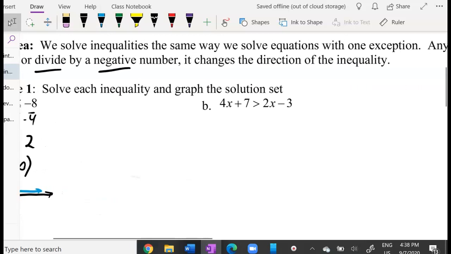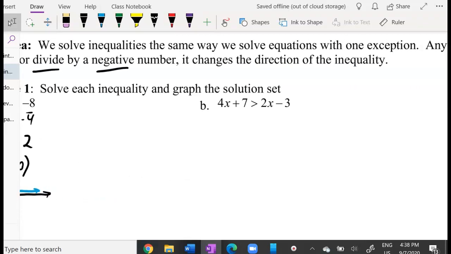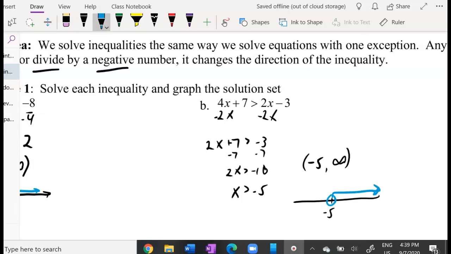Okay, let's look at the next example. So actually, I'm going to pause the video, fill it out. You guys should pause the video and see how you do with this one. Okay, so hopefully you guys got the same answer. It's x is greater than -5, which is the interval from -5 to infinity, and there's the graph of -5 to infinity. Okay, next example.